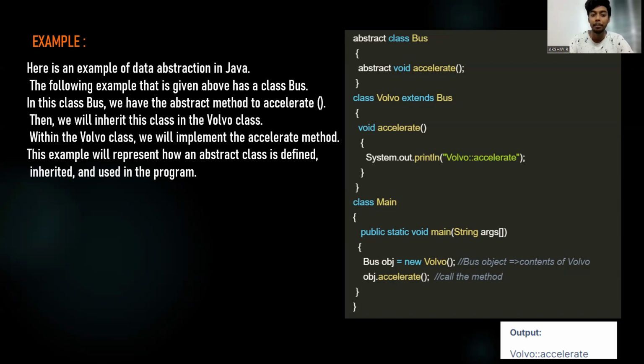This example represents how an abstract class is defined and used in the program. So this is the basic example I've mentioned here. If you execute this code, the output you'll get is Volvo.accelerate. Of course, we are using the class Bus, which has an abstract method accelerate. So this is one simple example of data abstraction.